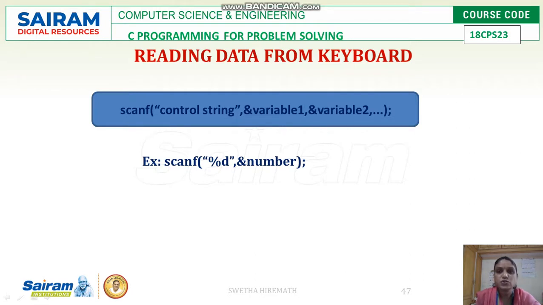These are nothing but the addresses at which the data has to be stored. Whatever data we read from the keyboard will be stored in the address of variable 1, so we can find the data in the address of variable 1. Ampersand represents the address. We have an example here, scanf %d ampersand number. Whatever value you read will be stored in the address of this number.